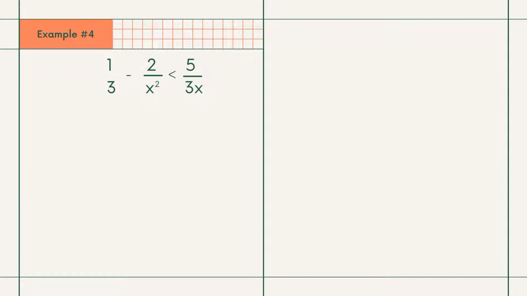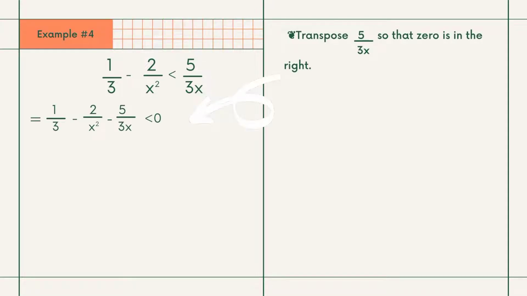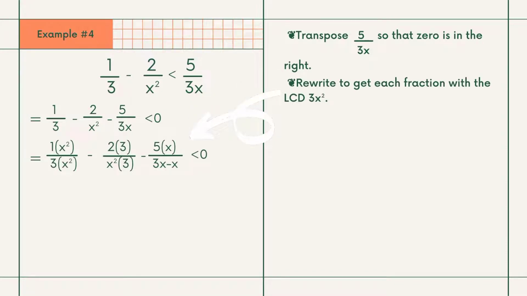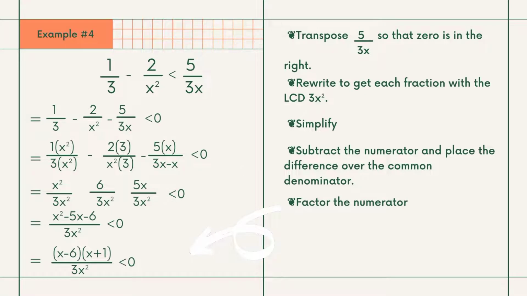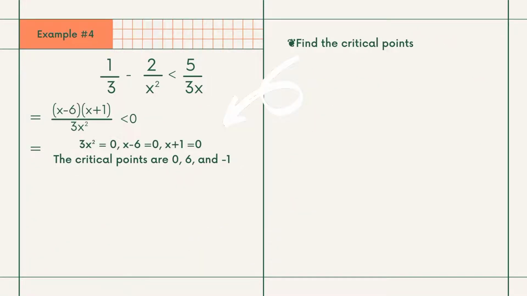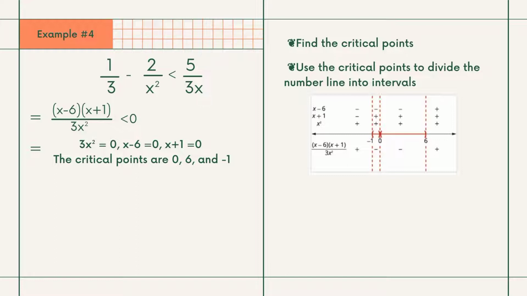1 over 3 minus 2 over x squared is less than 5 over 3x. Transpose 5 over 3x so that 0 is on the right. Rewrite to get each fraction with the LCD 3x squared. Simplify. Subtract the numerators and place the difference over the common denominator. Factor the numerator. Find the critical points, which are 0, 6, and negative 1.